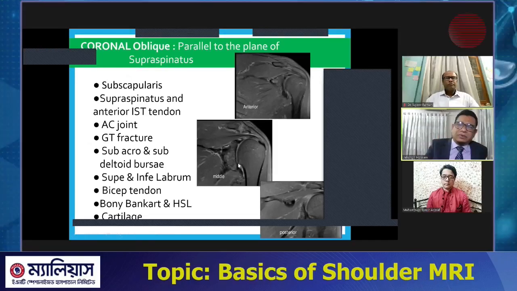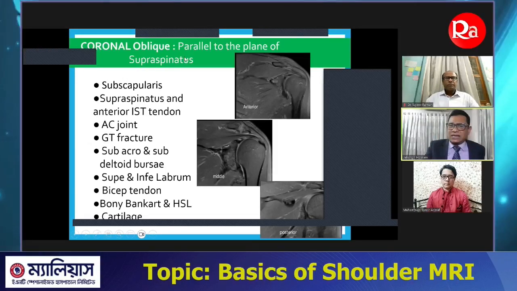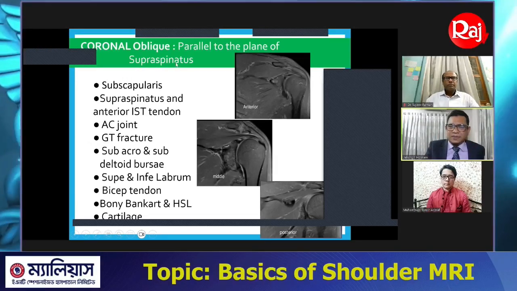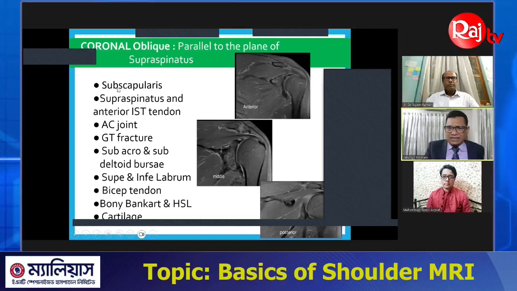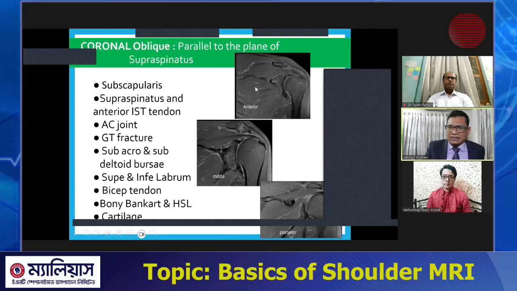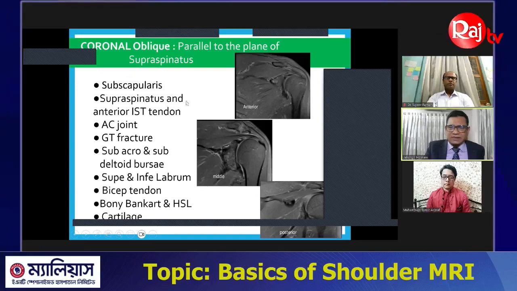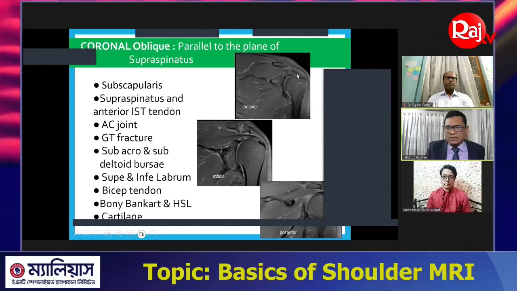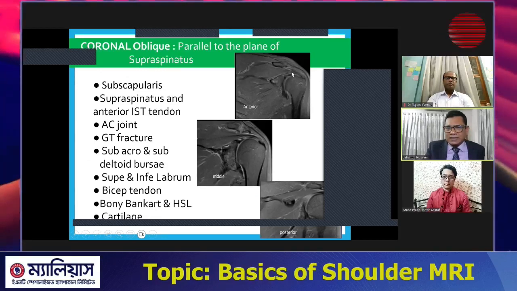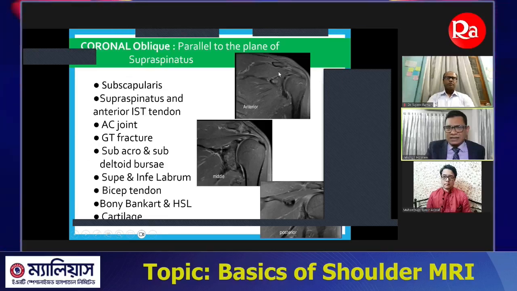And what we see from the coronal oblique, which runs parallel to the plane of supraspinatus, is the subscapularis tendon. In this film, we can see this is the subscapularis muscle, and this is the subscapularis tendon, supraspinatus and anterior infraspinatus tendon. In this film, you can see this is the infraspinatus tendon, supraspinatus tendon, and supraspinatus muscle.